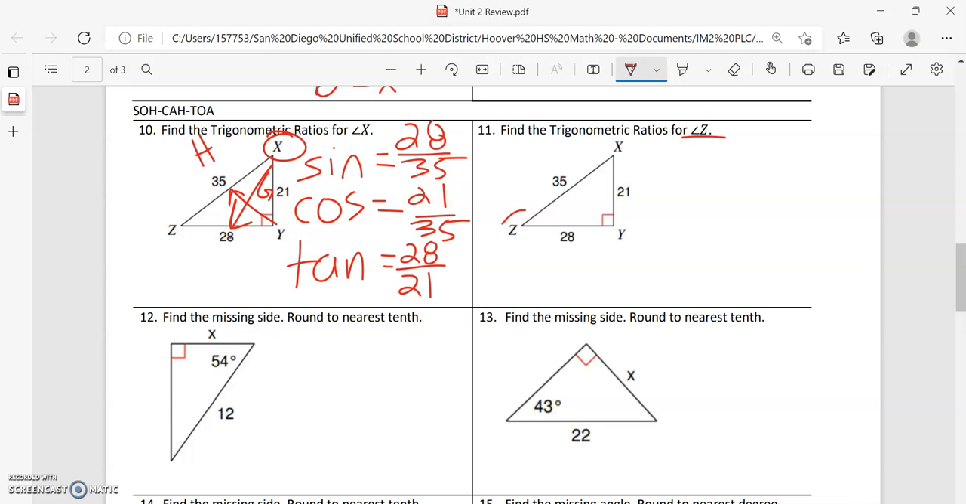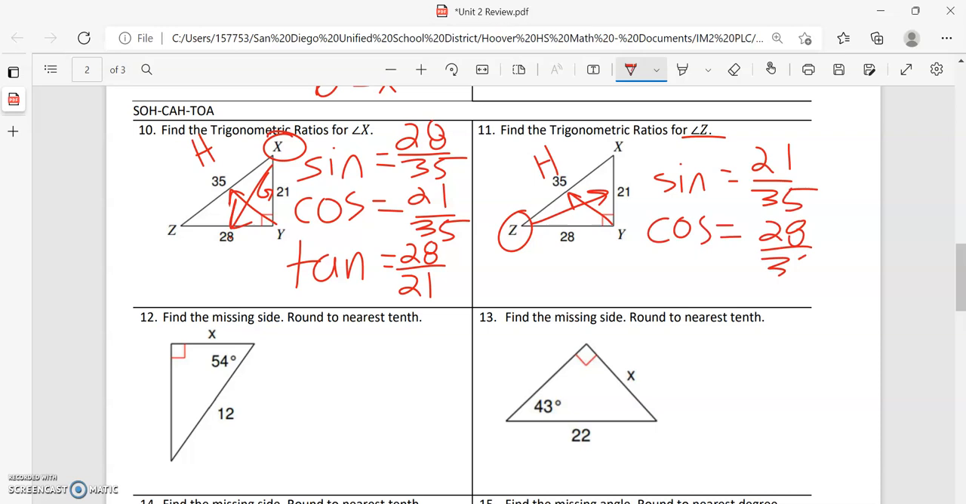Now we're doing z. So here's our indicated angle. Hypotenuse is still 35. So sine is 21 over 35. Cosine is 28 over 35, and tan will be 21 over 28.